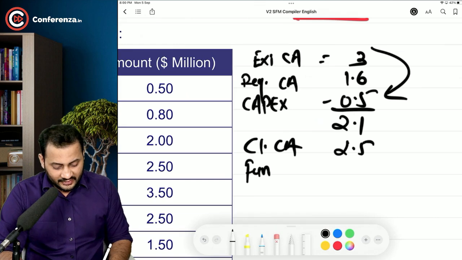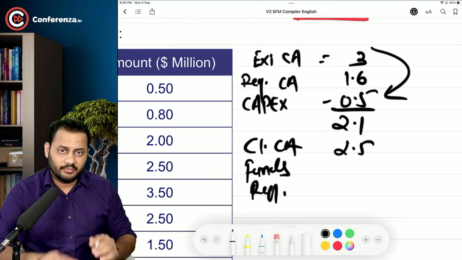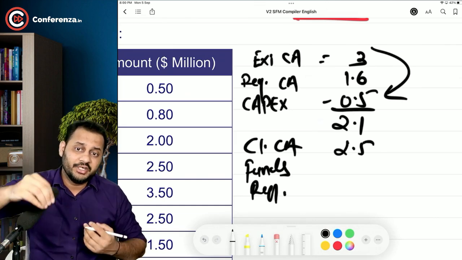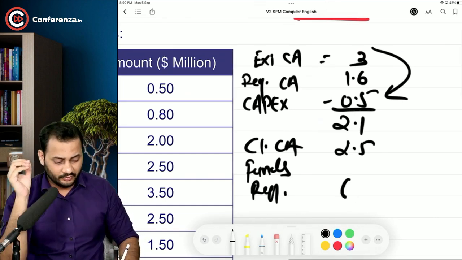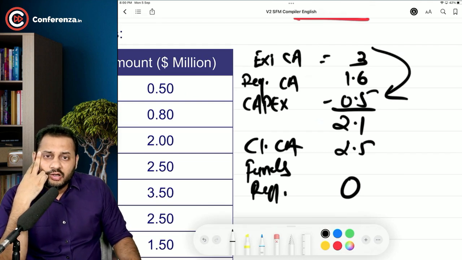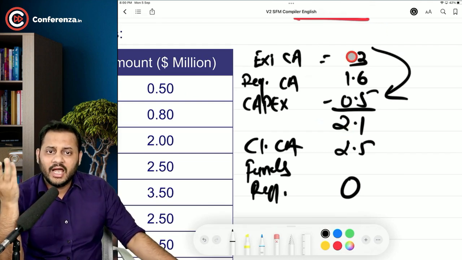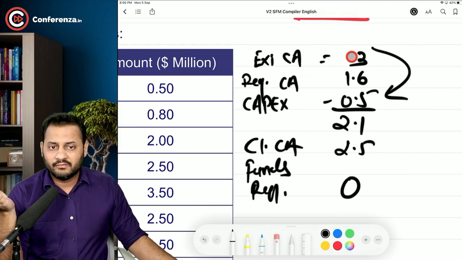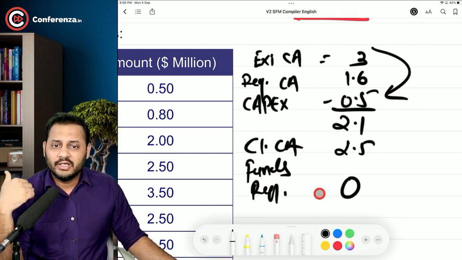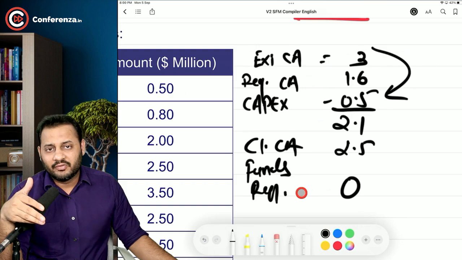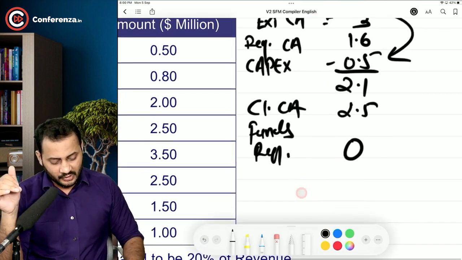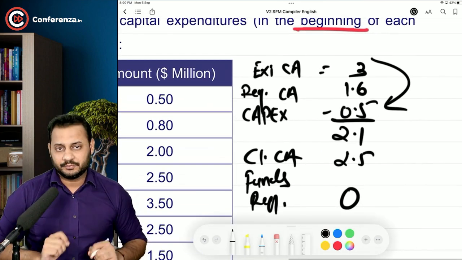So funds required. How much additional funds are required from outside? You tell me. From outside, how much equity should contribute or how much debt should contribute? 0. Because we need 2.1 and we have 3. We have 3 in the balance. So why would we add more funds from the equity and debt holders? 0. Okay. What will happen for the next year?